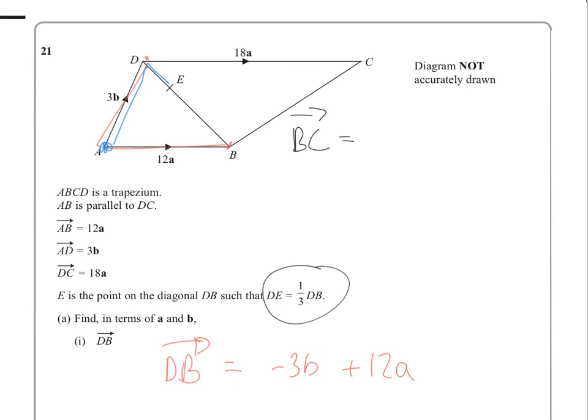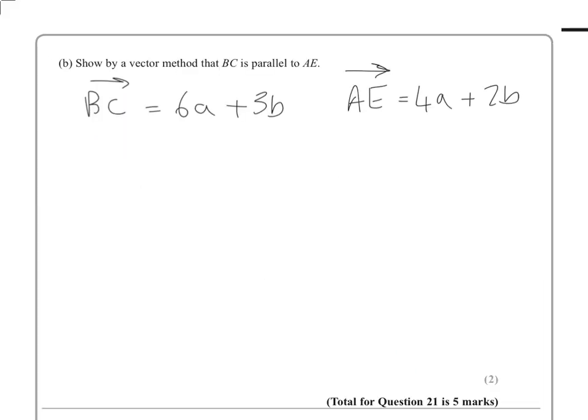For this part b, I need to first work out the vector b to c. So I'm going to go via a and d: b to a, going against the direction, so minus 12a, plus 3b plus 18a. 18 minus 12, so 6a plus 3b. So we've calculated that b to c is 6a plus 3b, and a to e is 4a plus 2b.